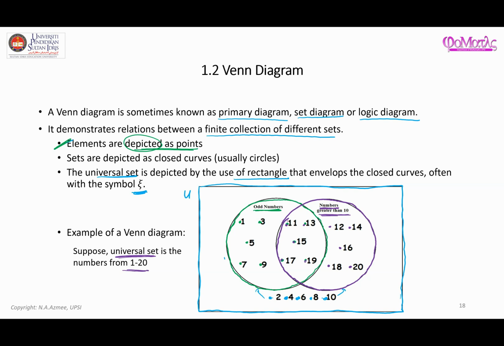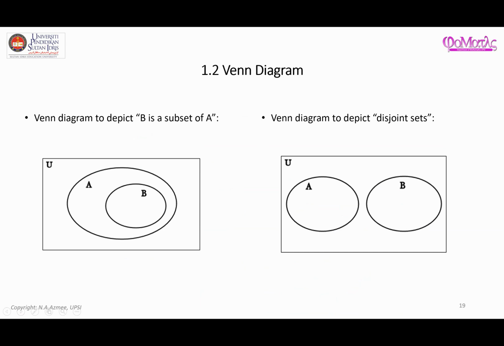So this is an example of a Venn diagram where clearly you have a rectangle outside here to represent the universal set. And then when you have different kinds of sets, they are usually depicted as closed curves, usually circles. But sometimes you will also see rectangles being used to depict sets. It doesn't really matter. Okay. Right, let's move on to the next slide here.